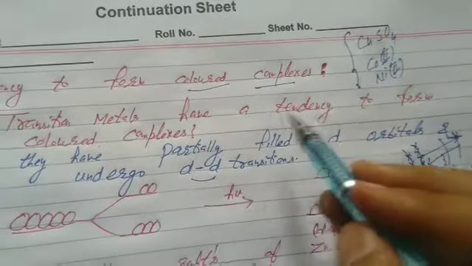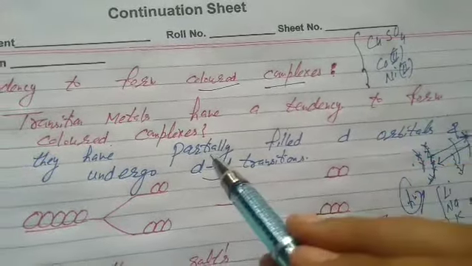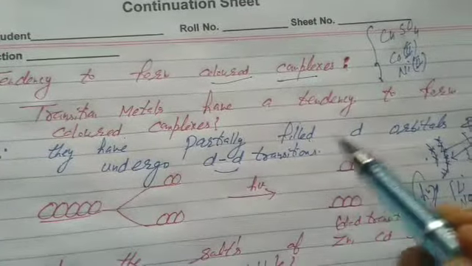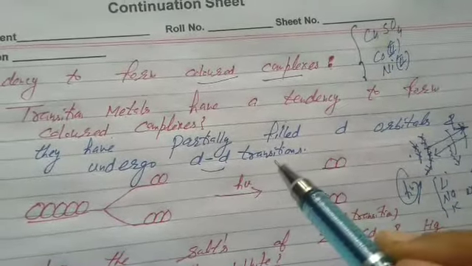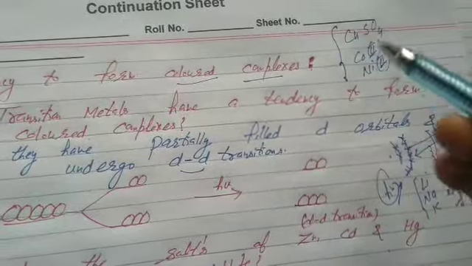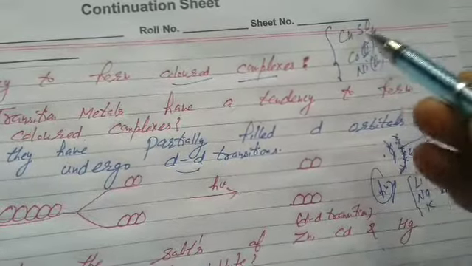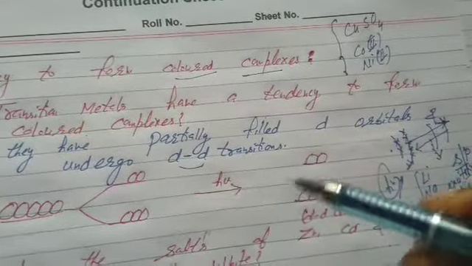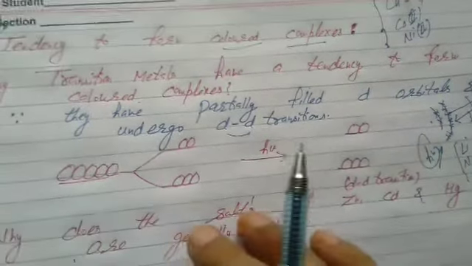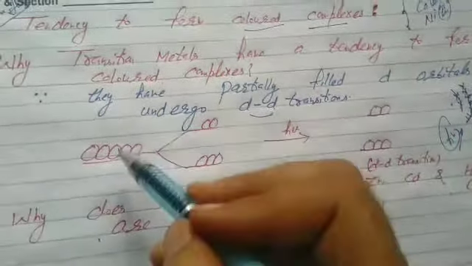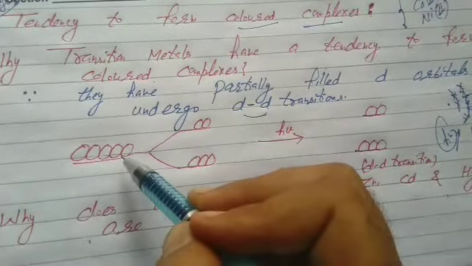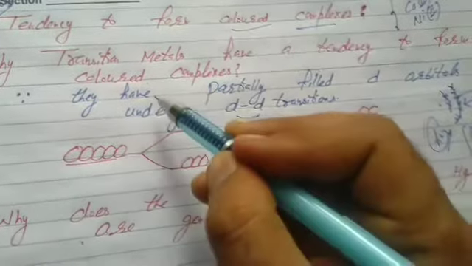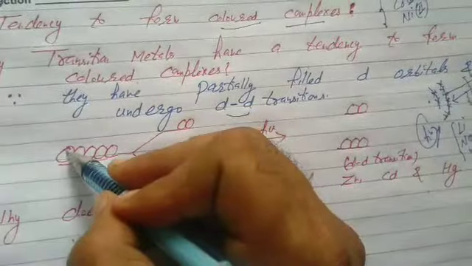Why transition metals have a tendency to form colored complexes? Because they have partially filled d subshell and undergo DD transition. All of them show DD transition, hence they are colored: copper sulfate blue, cobalt salts pink, nickel 2 salts green. DD transition, students, please, the concept is, that's the degenerate d orbital. This is the set of 5 orbitals. What are transition metals? They have partially filled. Partially means minimum 1.